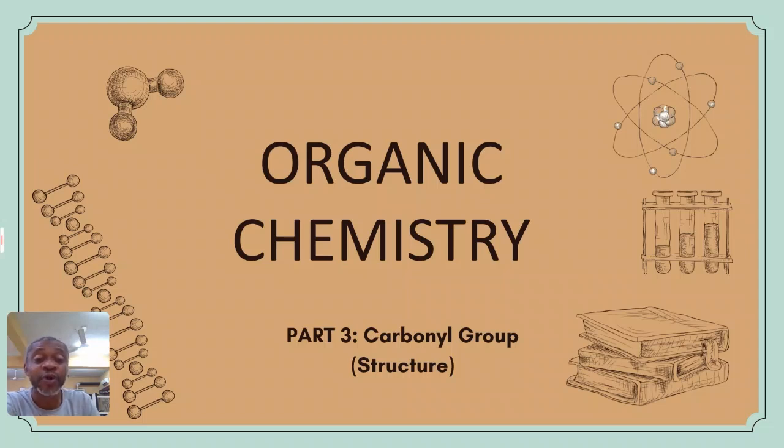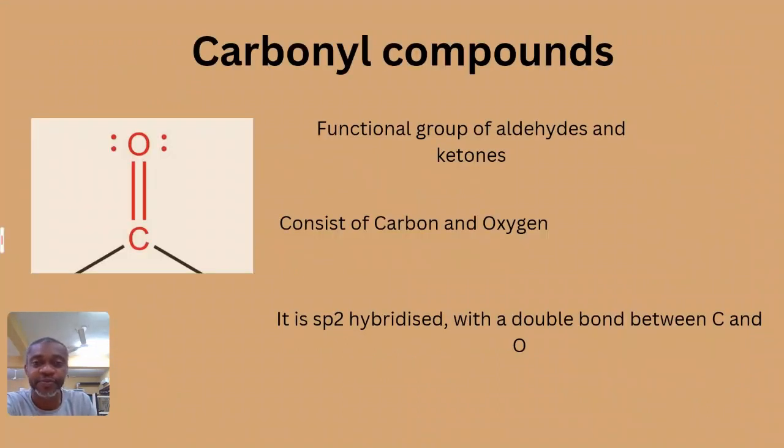Today, we will be considering the topic structure of the carbonyl group. Aldehydes and ketones have a functional group known as the carbonyl group. The carbonyl group consists of carbon and oxygen, and there is a double bond between the carbon and the oxygen, making it sp2 hybridized. I'm sure you understand what hybridization means because we've already dealt with that in the first year. I believe that is very clear.